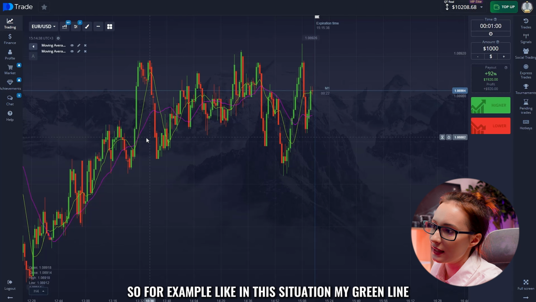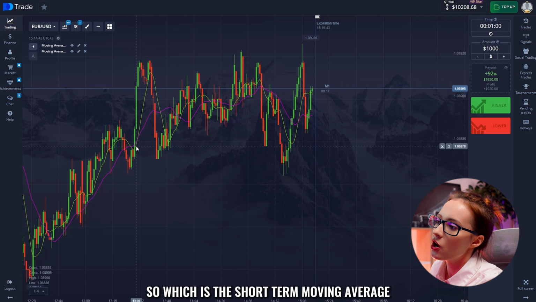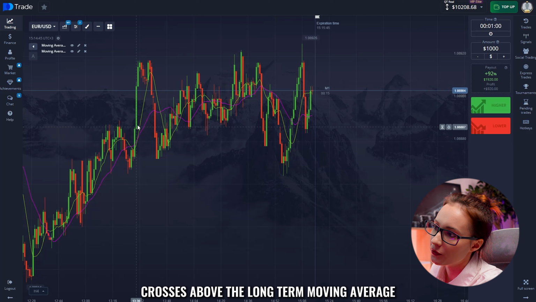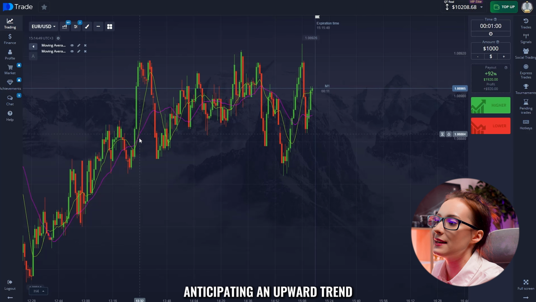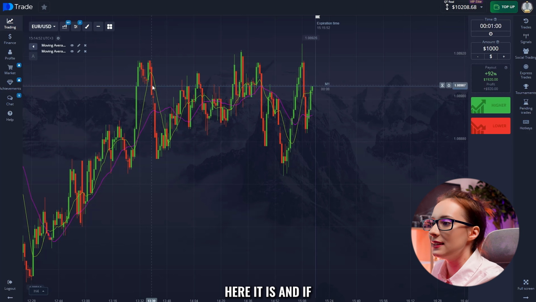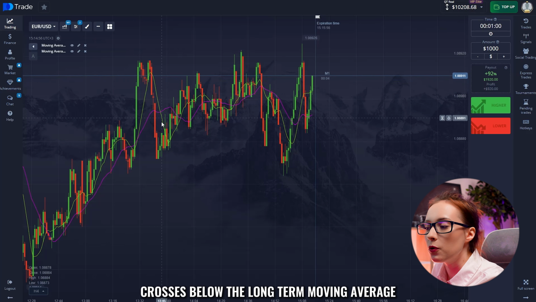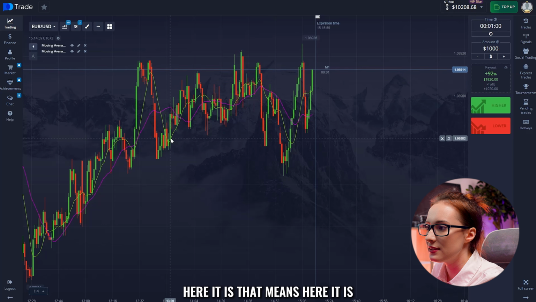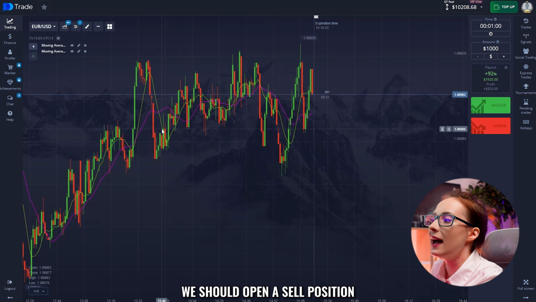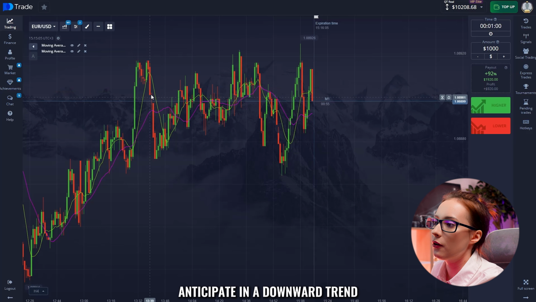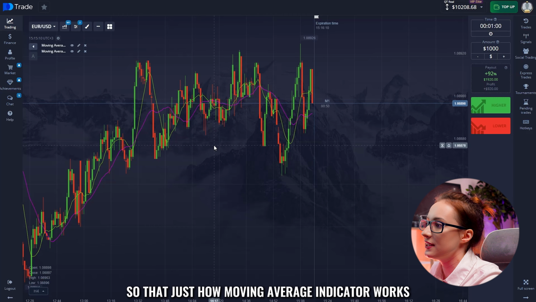So for example, in this situation, my green line, the short-term moving average, crosses above the long-term moving average, which means we should open a sell position, anticipating an upward trend. Here it is. And if our short-term moving average crosses below the long-term moving average, here it is, that means we should open a sell position anticipating a downward trend. Of course, here it is, a downward trend. So that's just how the moving average indicator works.